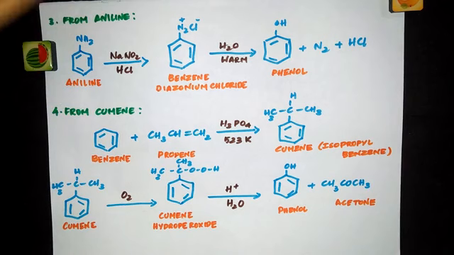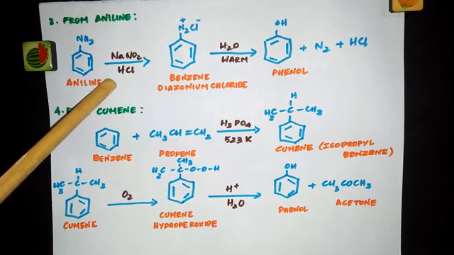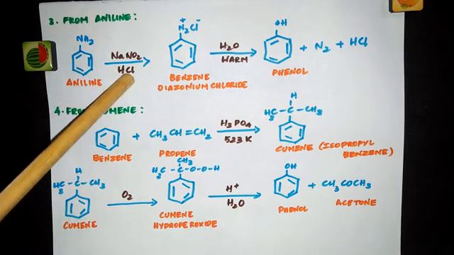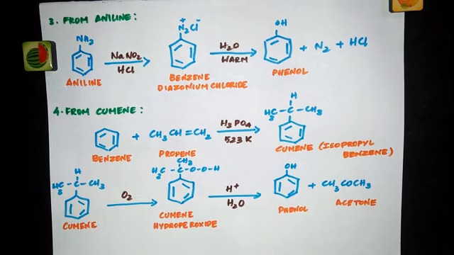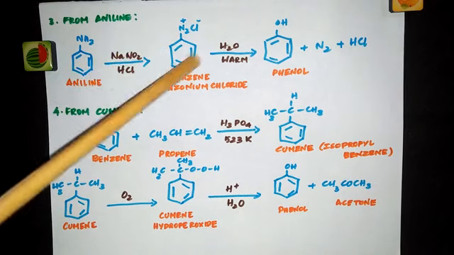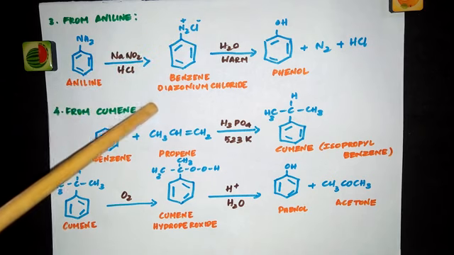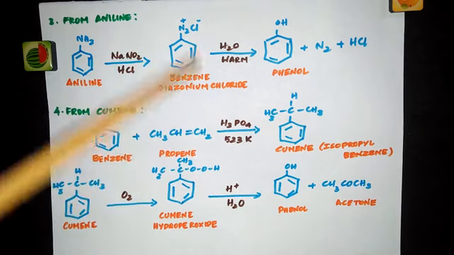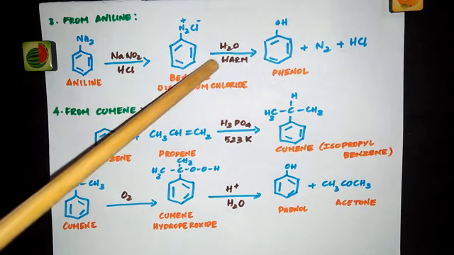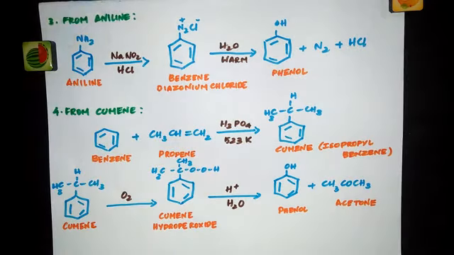When you treat aniline with nitrous acid, HNO2, which is obtained from the mixture NaNO2 and HCl, at the temperature 273 to 278 Kelvin, we are getting benzene diazonium chloride. This is the diazonium part. So C6H5N2⁺Cl⁻ is benzene diazonium chloride. When you hydrolyze this by warming it with water, you're getting phenol, along with N2 and HCl.